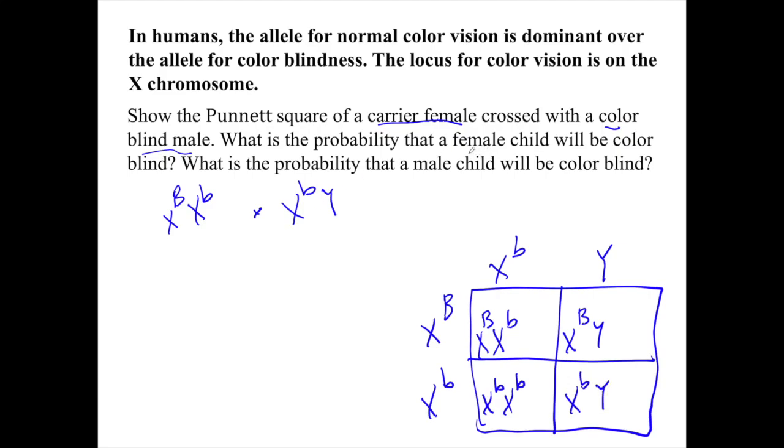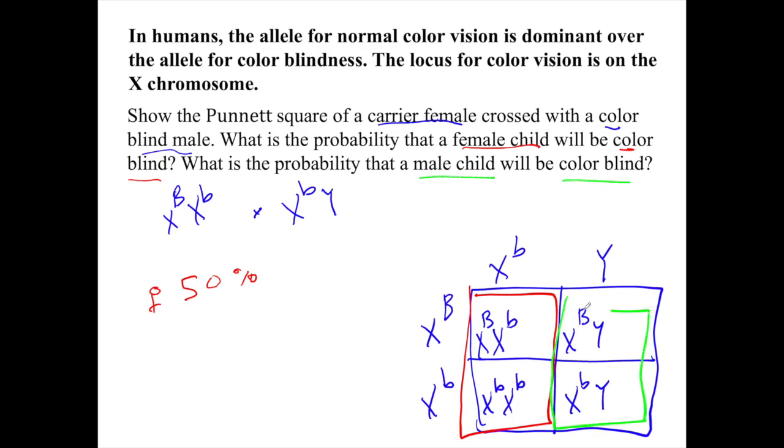Okay, and then the first question asks about the female child. What's the chance that a female child will be colorblind? So again, only look at the females. Okay, so X big B, X little b, she's not colorblind, she's a carrier. X little b, X little b, she is colorblind. So the chance that a female is colorblind is 1 out of 2, or 50%. Next question asks about the male child, the chance that he's colorblind. Again, only look at the males now. X big B, Y, not colorblind. X little b, Y, he is colorblind. So the chance that a male child is colorblind is 50%. And that's how you solve that one.